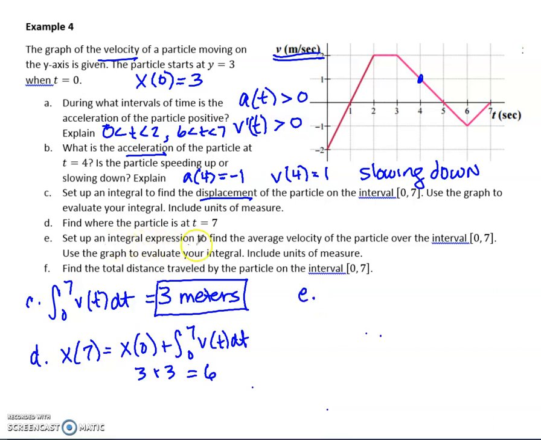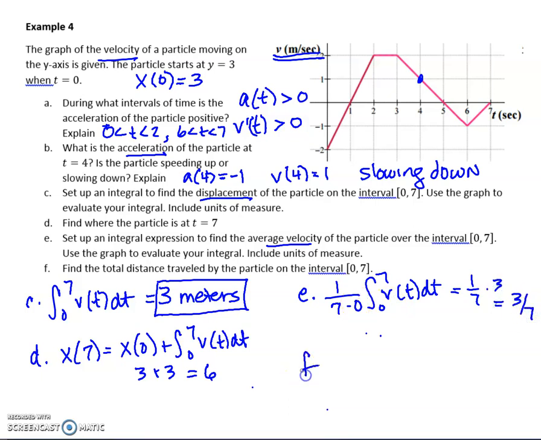Okay, E wants you to set up average velocity. Average velocity would literally be me just doing 1 divided by the width of my interval out in front of that total area from 0 to 7. So we already know that's 1/7, so it'd be a seventh of that total area, which is 3, so 3/7.